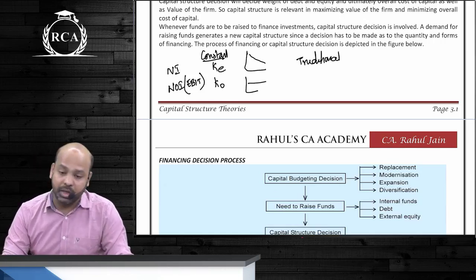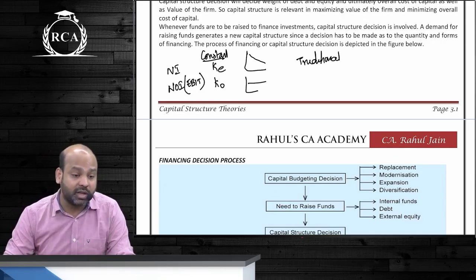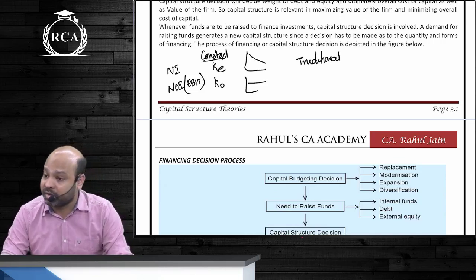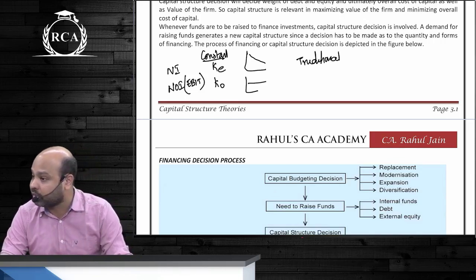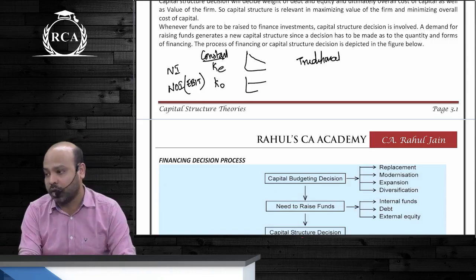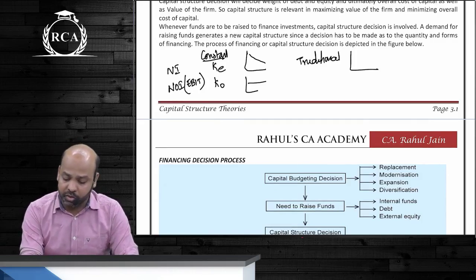Beyond an acceptable level of risk, guys, your cost of equity starts increasing at an increasing rate, your cost of debt starts increasing at a higher rate. That in turn will have an impact of increasing your KO.